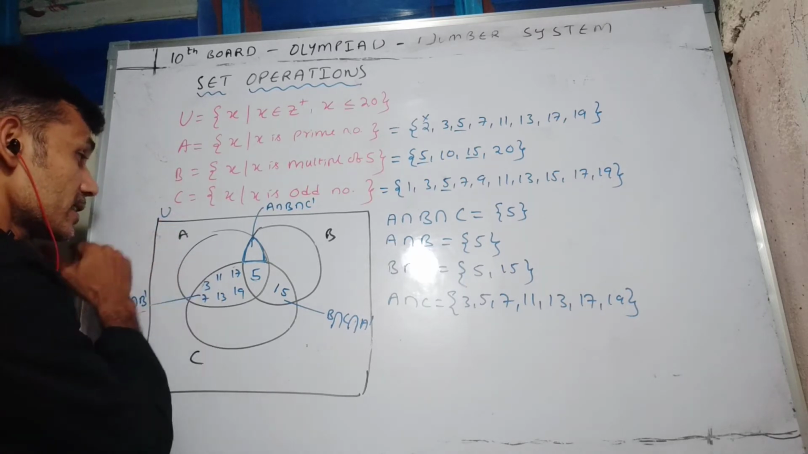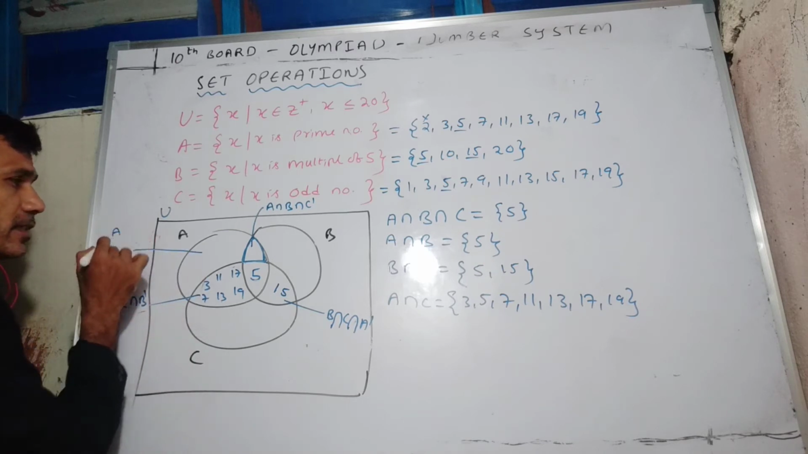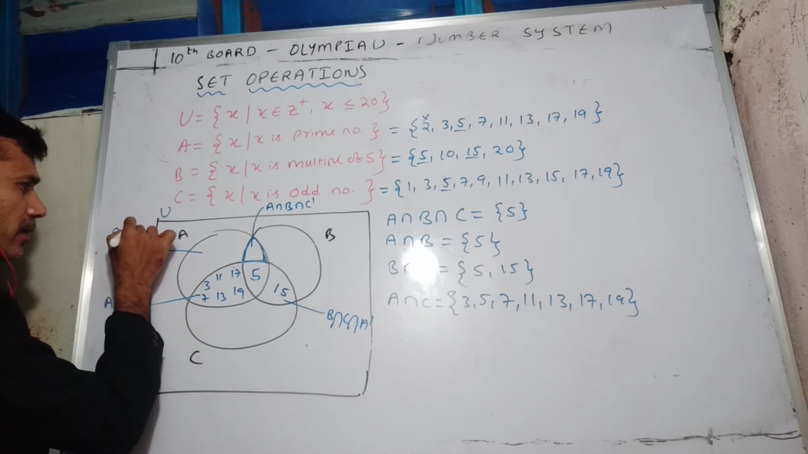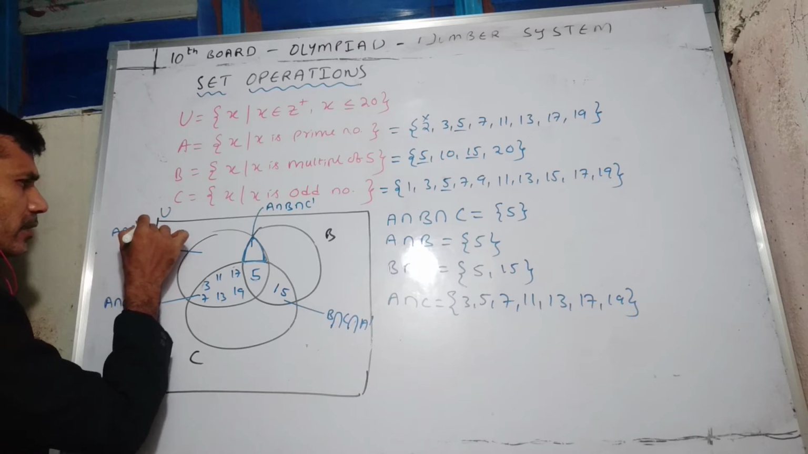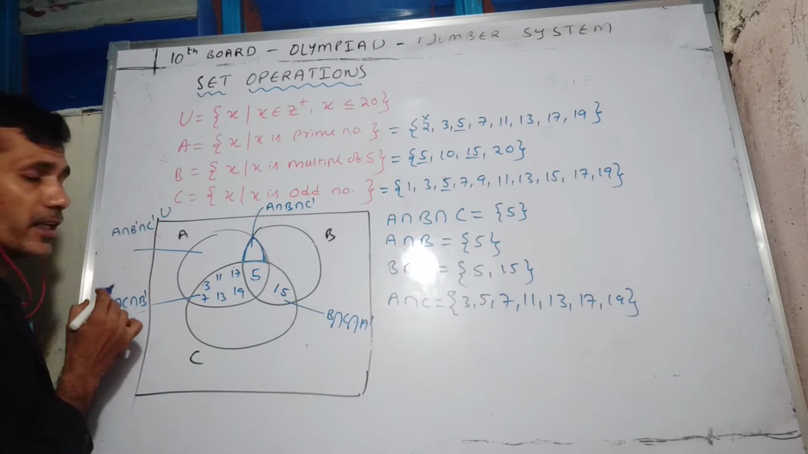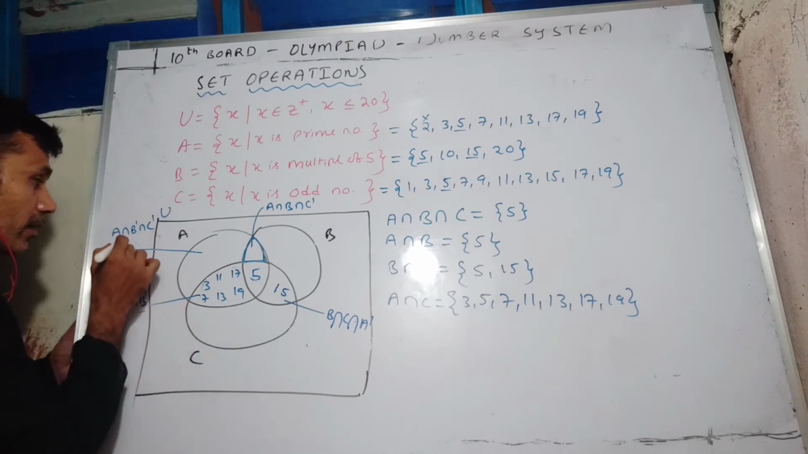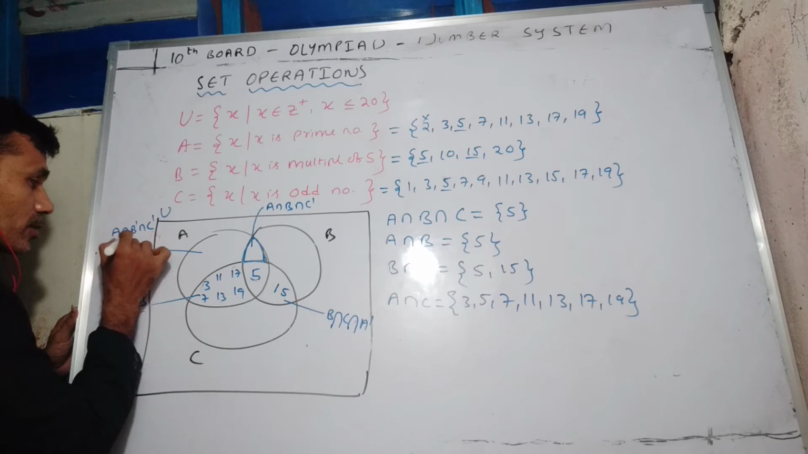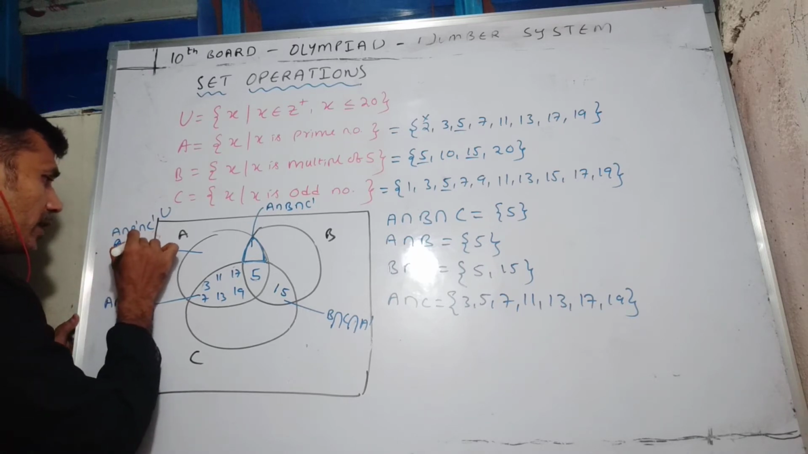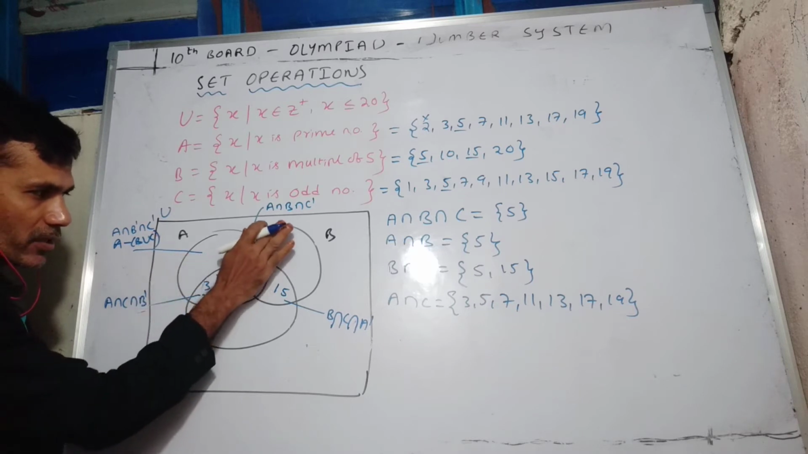What is this? Tell me. This is elements in A only, but not in B or C. Like this also we can write: A intersection B complement intersection C complement. Or we can write A minus B union C. That means elements in A but not in B and C.